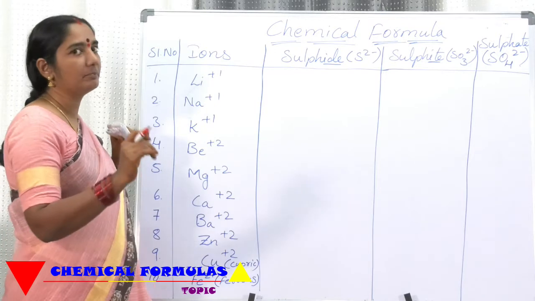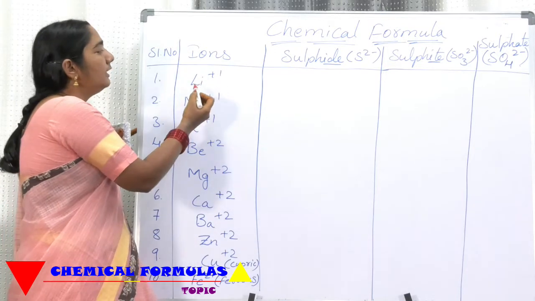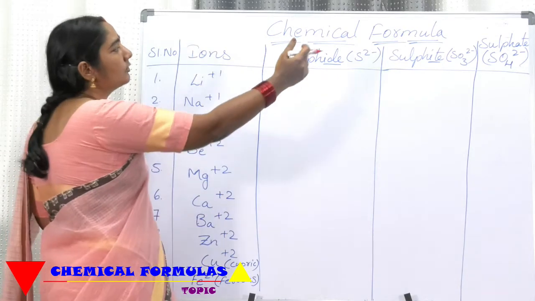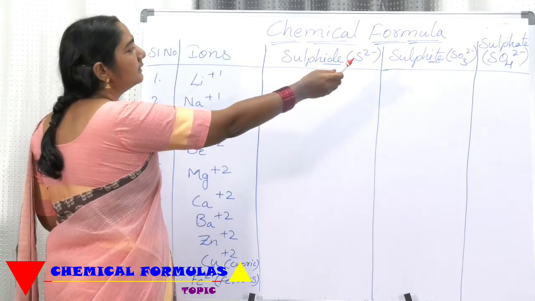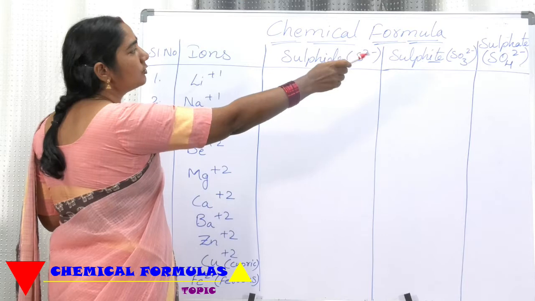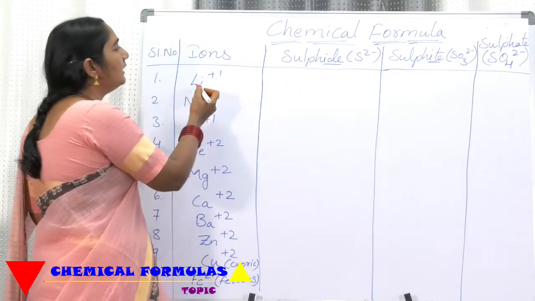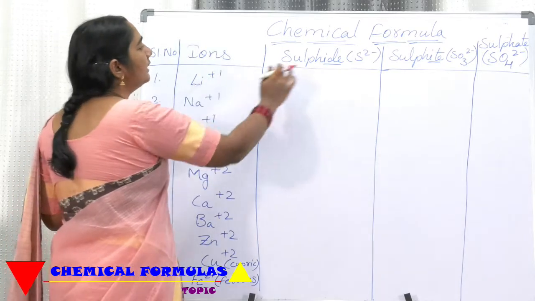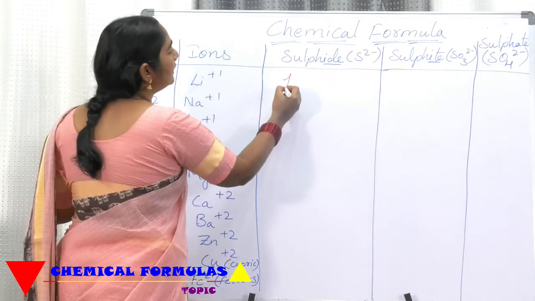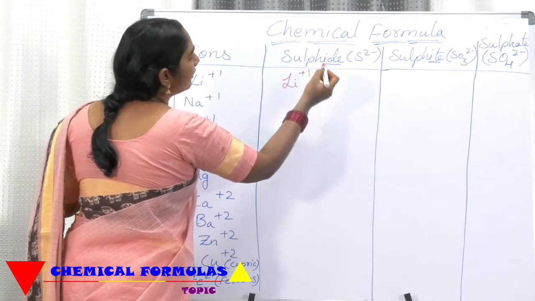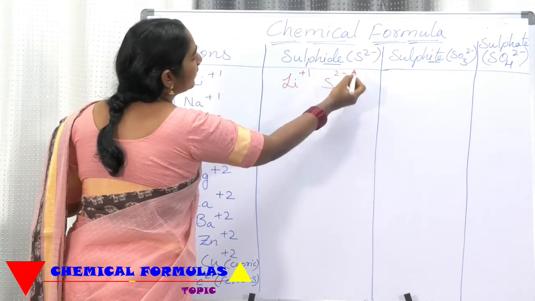Let us see one example. Here, lithium, these are all the cations, those are the anions. Sulfite, SO3 2 minus, sulfate, SO4 2 minus. Now, lithium sulfide. Lithium has plus 1 and sulfide has 2 minus.